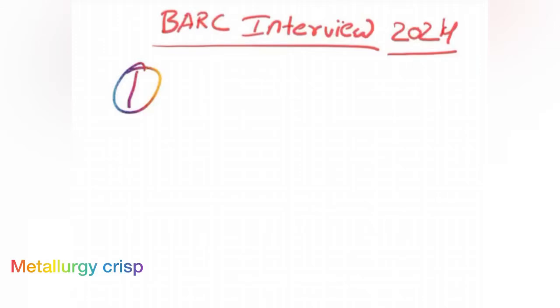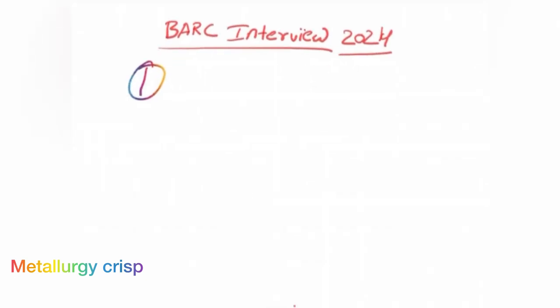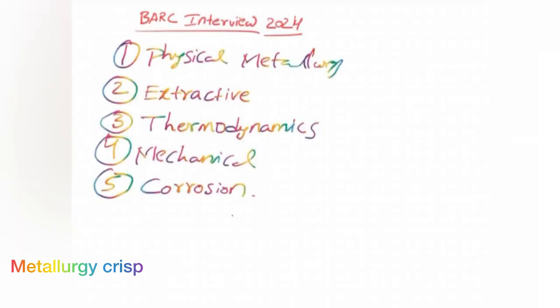In this video, I'm going to share one of my friend's BARC interview questions from 2024. So the first question is, write your favorite subjects. The favorite subjects mentioned in the interview are physical metallurgy, extractive metallurgy, metallurgical thermodynamics, mechanical metallurgy, and corrosion. So they started from physical metallurgy.